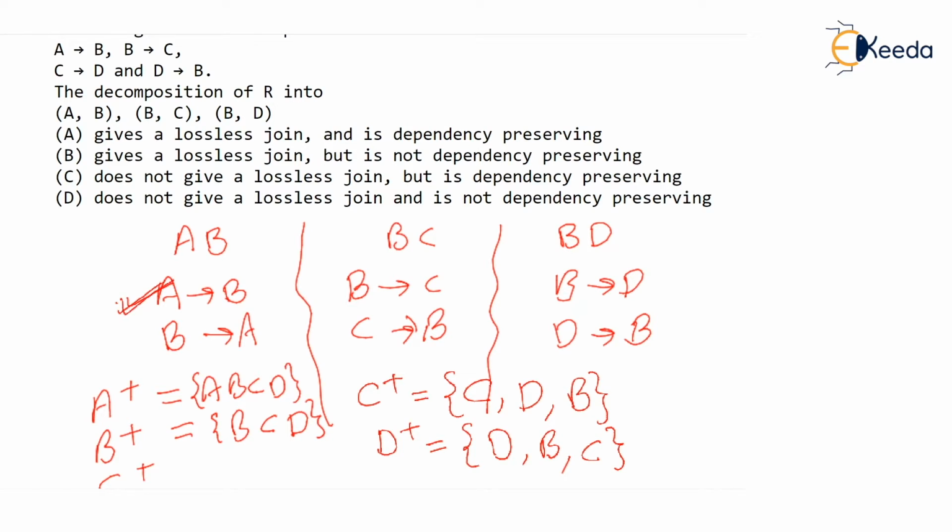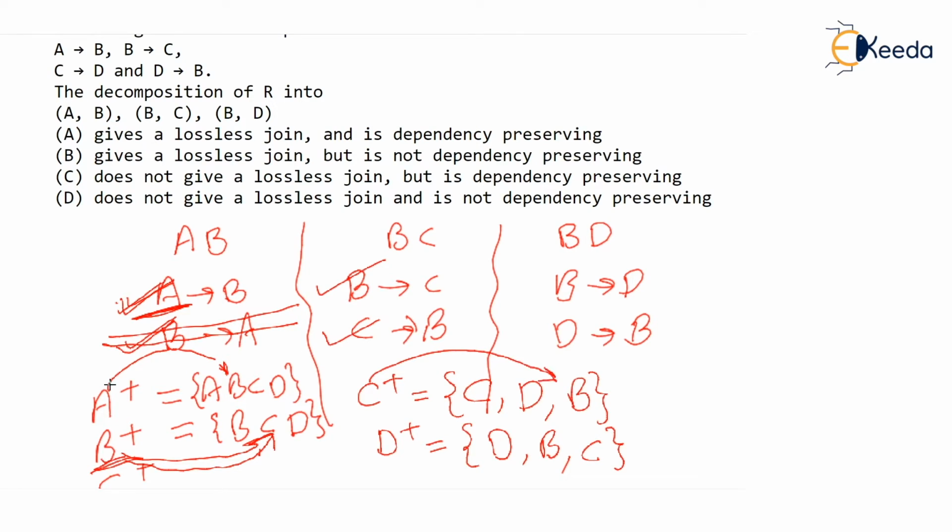Okay. So now let's see, is A determines B possible? Yes, because A closure, the left hand side's closure, contains B, you observe. So this is possible. Is B determines A possible? No, because B closure does not contain A. So this possibility is denied. What about B determines C? In the second table, B determines C is possible because B closure contains C. C determines B is also possible. C closure contains B. Check this.